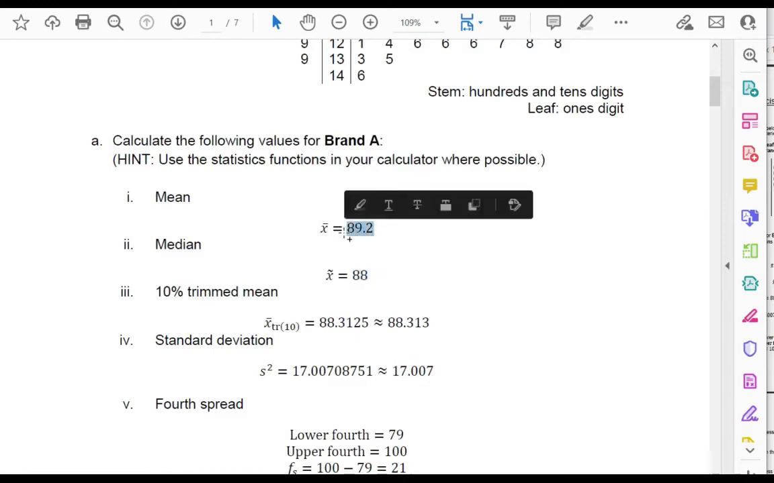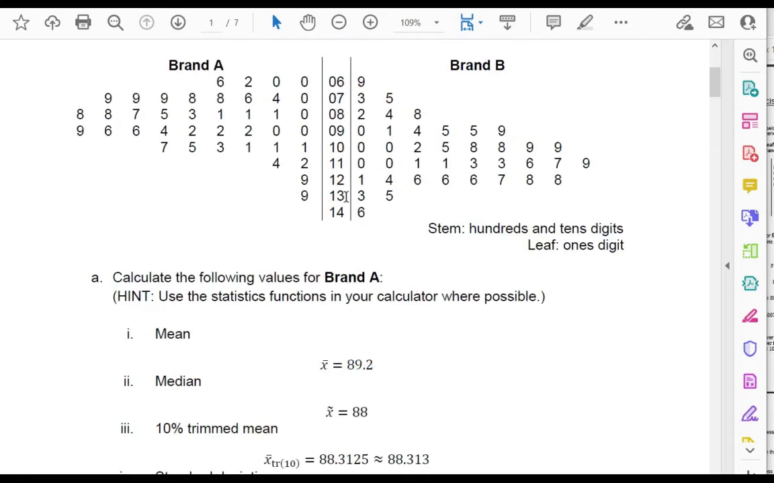So remember your mean, since it uses all the values to calculate it, is affected by all the extreme values. So if you have an outlier that's very large or very small, then the mean is going to be pulled in that direction. The median is not affected by it. So for example, here where we have 89.2, there's a large value, this 139.